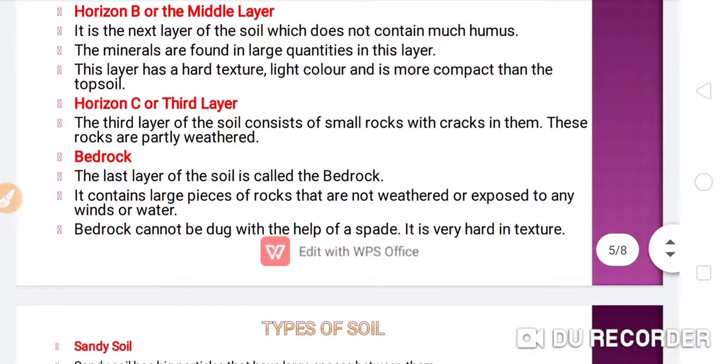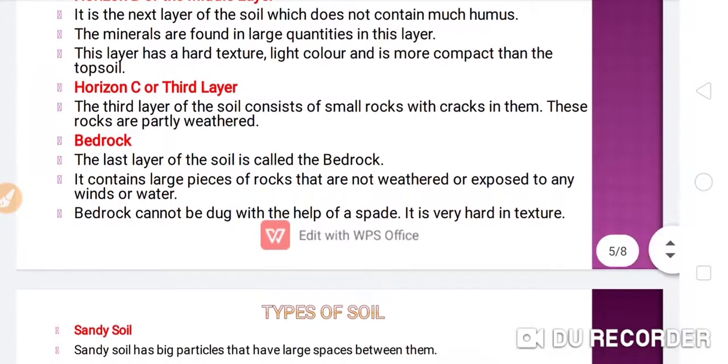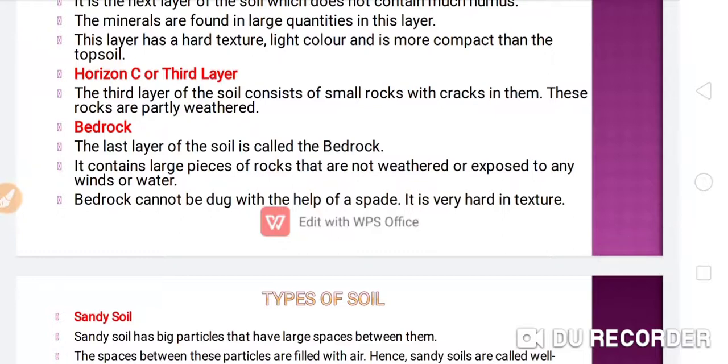Now horizon C, or the third layer. The third layer of the soil consists of small rocks with cracks in them. These rocks are partially weathered. So this is the third layer of the soil.